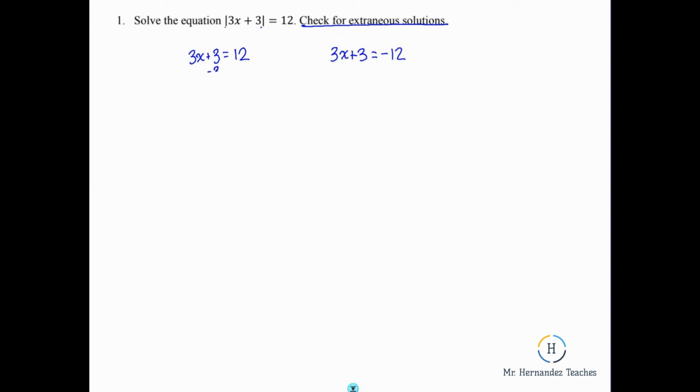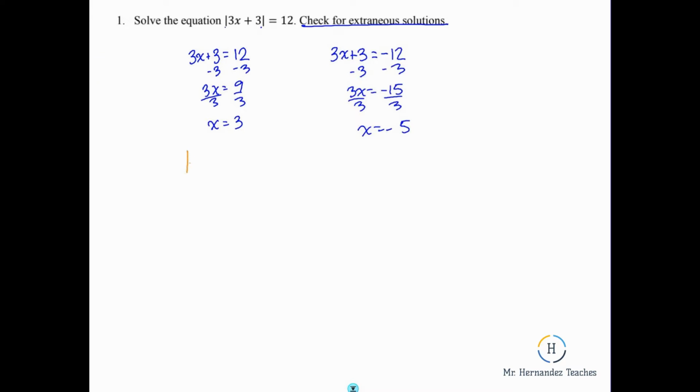So we'll subtract 3 here. So 3x equals 9. And we'll divide by 3. So x equals 3. Subtract 3 here. 3x equals negative 15. Divide by 3. X equals negative 5. Alright, and from there you always want to check your solution.